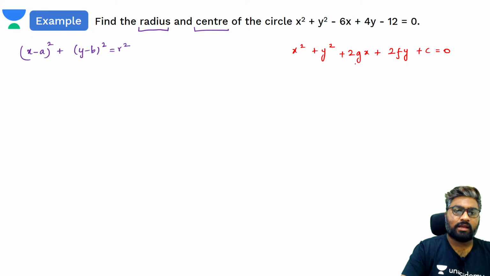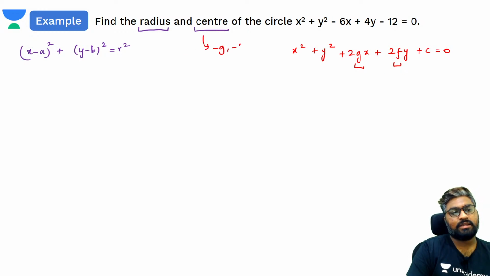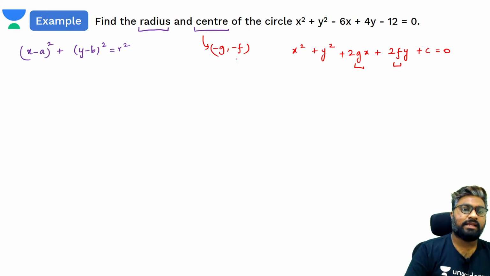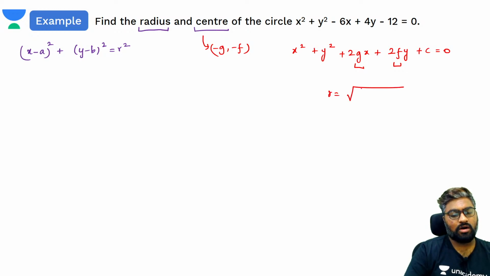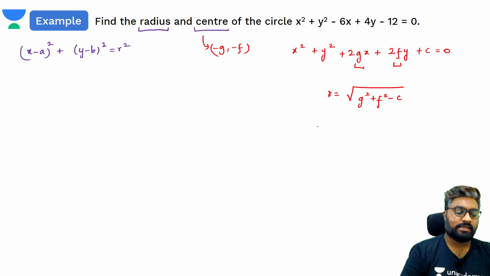Where minus g and minus f are your center. Center is given by minus g comma minus f, and radius is given by square root of g square plus f square minus c. So if you can write it down in that format, then you have your answer.